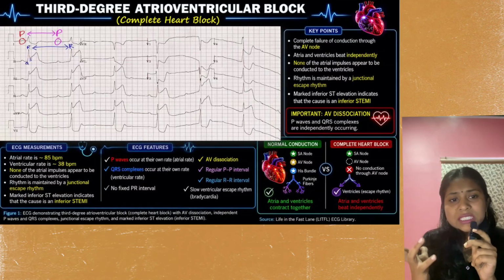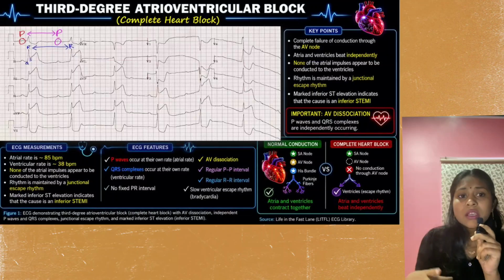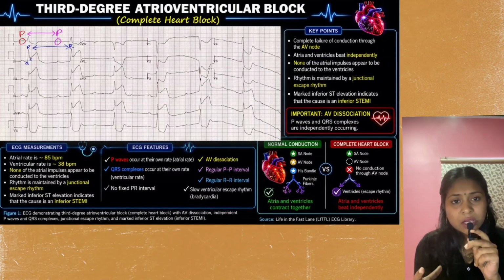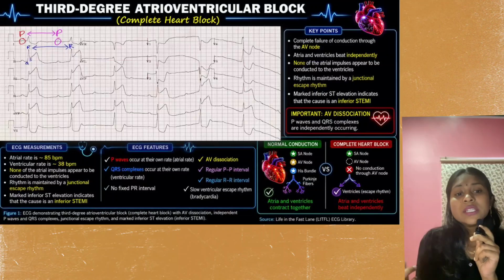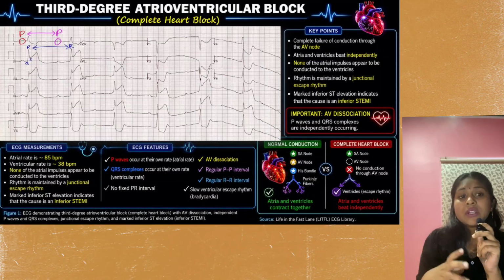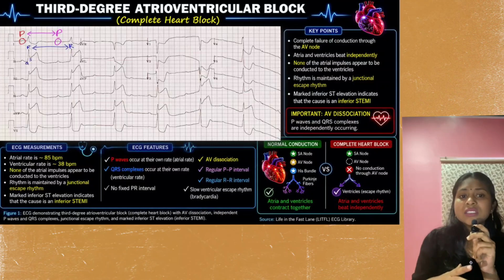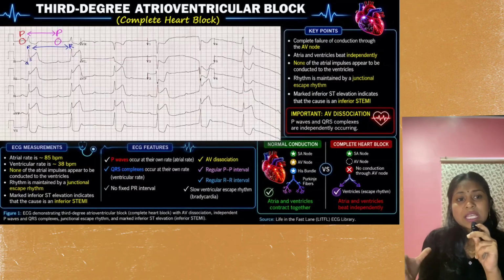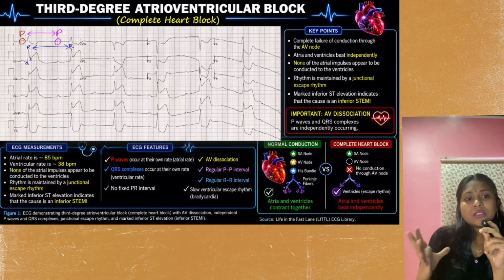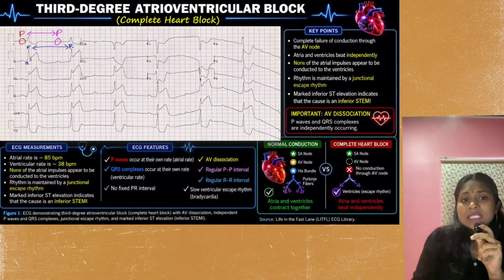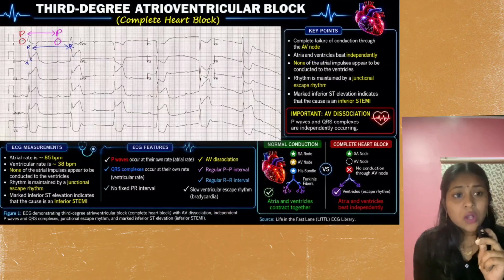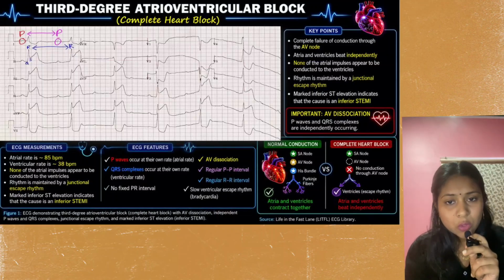The atrial rate is approximately 85 beats per minute, while the ventricular rate is approximately 38 beats per minute, indicating severe bradycardia. There is also no fixed PR interval because atrial impulses are not conducted through the AV node. This finding is characteristic of third degree ventricular block, also known as complete heart block.